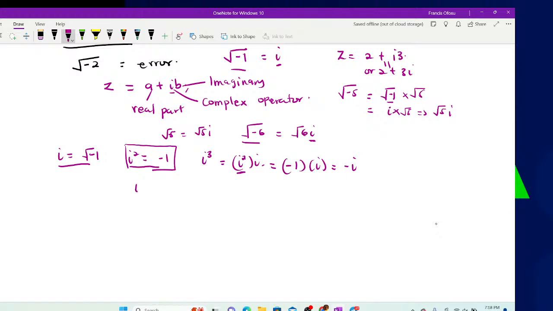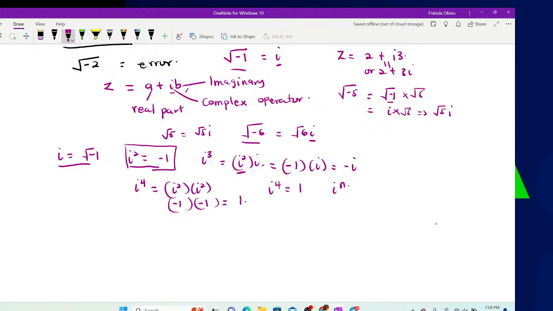Then let's say I have i to the power 4. i to the power 4 is simply equal to i squared multiplying i squared. You know i squared is equal to negative 1, and this i squared is also equal to negative 1. So negative 1 by negative 1 will give us positive 1. Therefore i to the power 4 is equal to 1. We can do that for all powers of i to the power n, right?